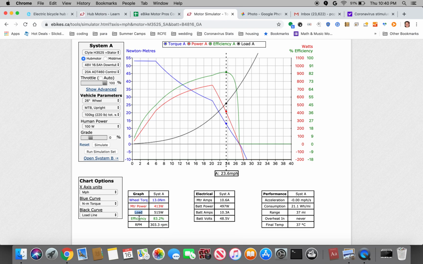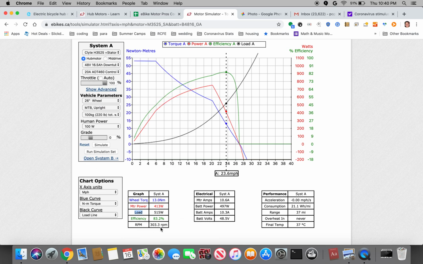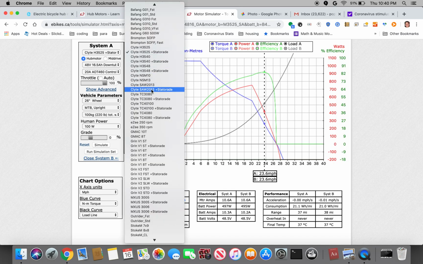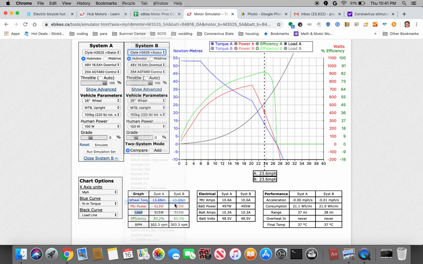What you can do is you can change the battery, you can change the motor type. You can compare two motors. So if I wanted to compare my Crystallite to, let's say, the TDCM motor, which has the internal gear hub, I could go in and pull up the TDCM. This plus Statorade. Statorade is a really cool liquid. It has some kind of magnetic particles that allow the heat to transfer from the inside of the motor to the outside of the motor, where it's going to be cooled by the air. So it actually significantly reduces the temperature of the motor.